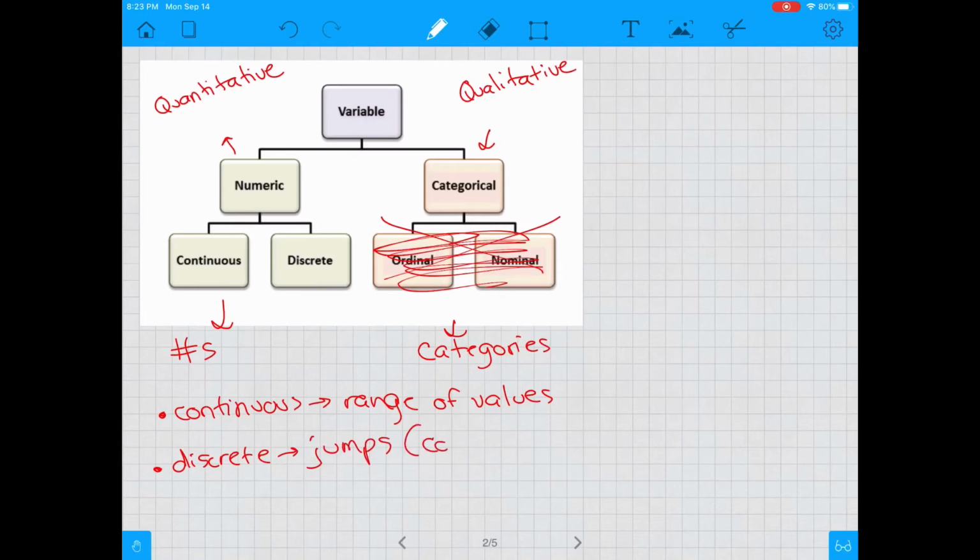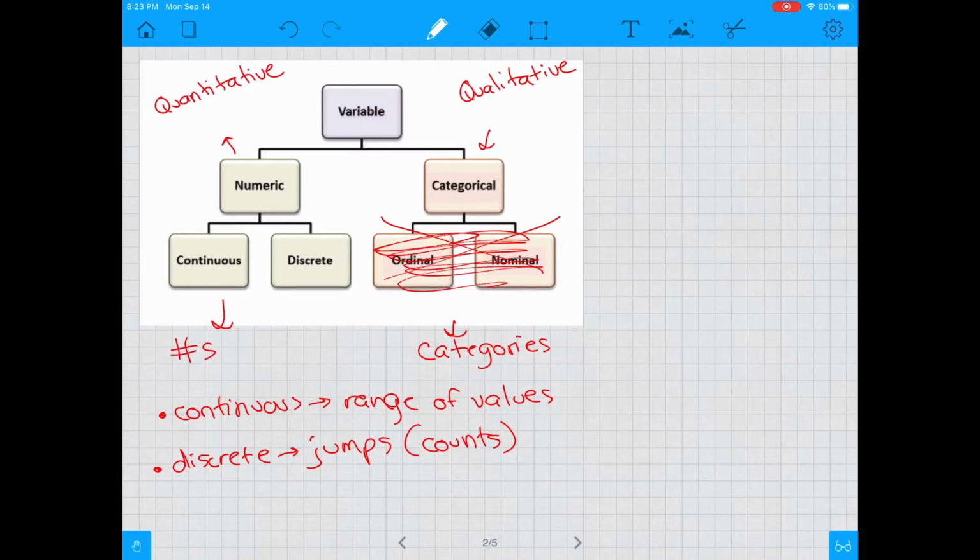Now here, oftentimes in our class, discrete shows up when we talk about counts. How many people fall into a certain category? While it may be a quantitative variable because we're measuring with numbers, it is a discrete variable because you can't have 1.5 people in a category.